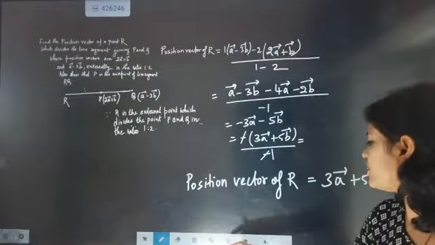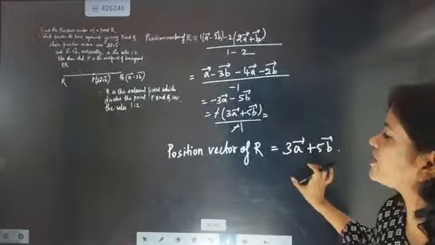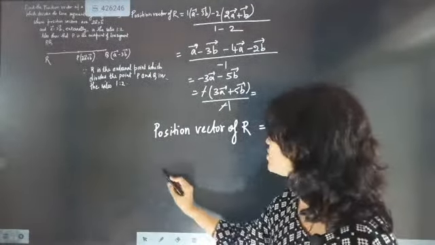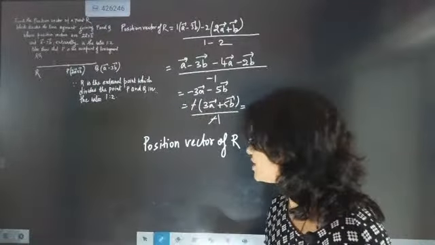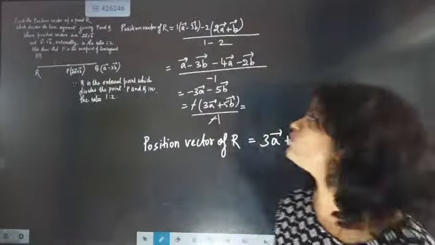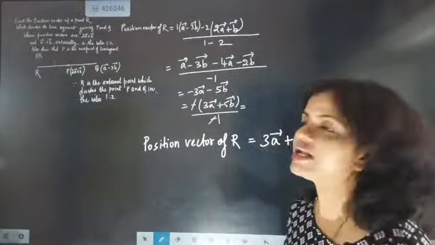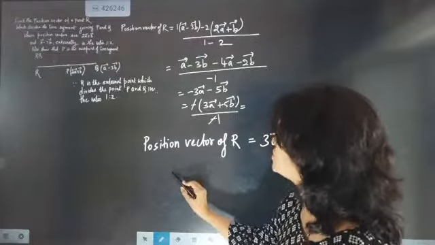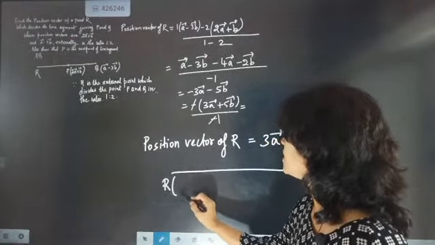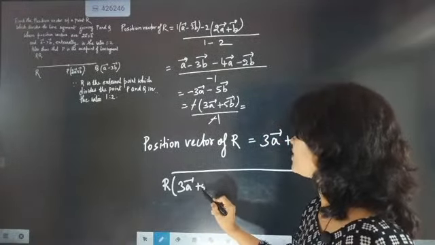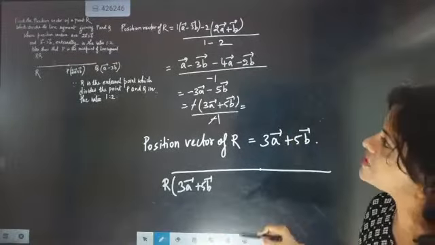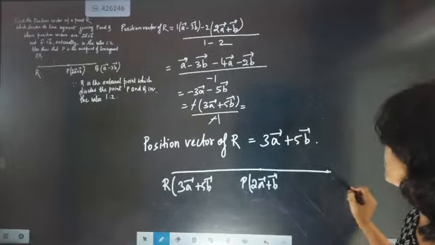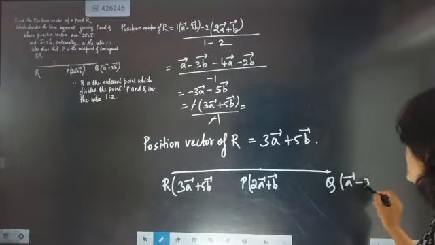Once you are getting position vector of R as 3A vector plus 5B vector, after that what they are telling is that now you got position vector of R. So now back to back you have all the 3 positions. Now they are telling you to prove that P is the midpoint. So now our R is coming as 3a vector plus 5b vector, P point we have exactly 2a vector plus b vector, and Q point is 3a vector minus 3b vector.